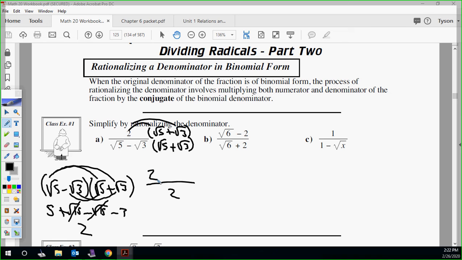But actually, what I would do is, if I was you, I wouldn't do it, because what's going to happen to the 2? Cancel. So your answer is just root 5 plus root 3 in this case. Okay, that's your simplest it can go.